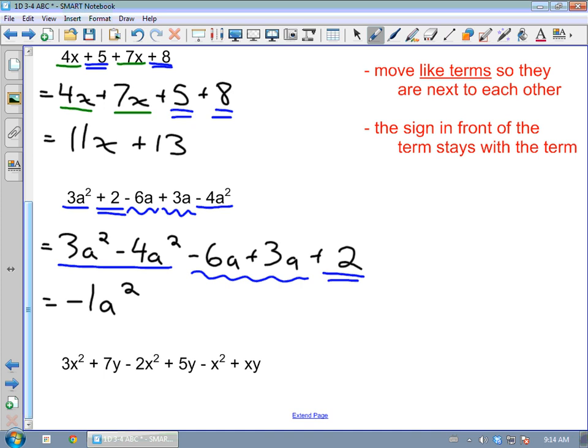What? Just that? You've got to have that a on there. That variable part's got to stay the same. And what do we do with our 2? Our poor, sad little 2. It just stays alone. Nothing to combine with. Okay?